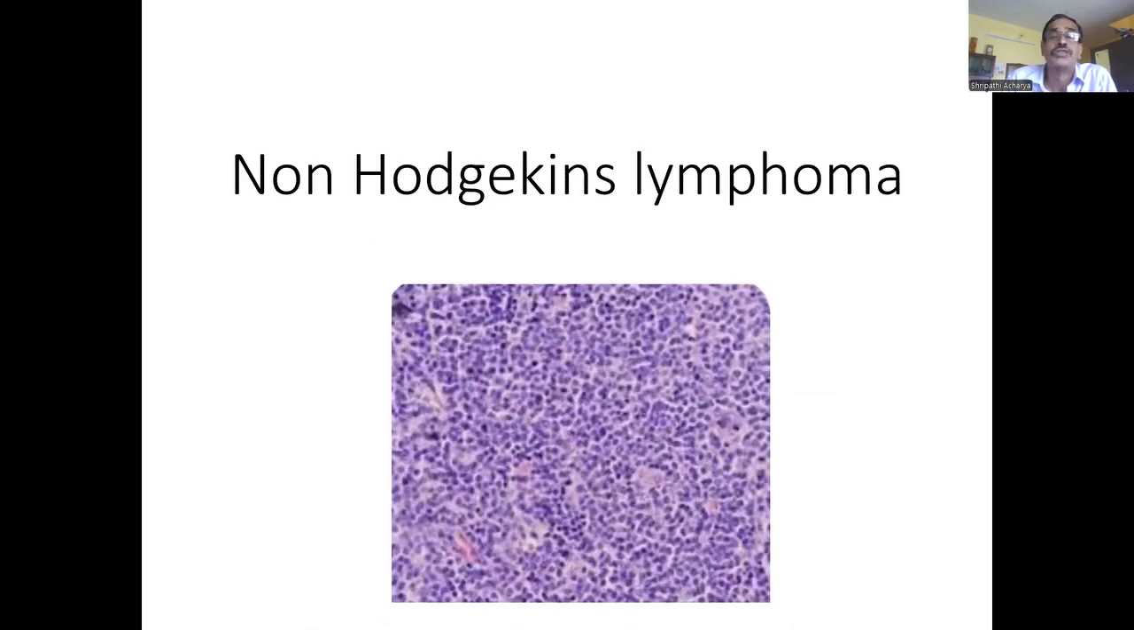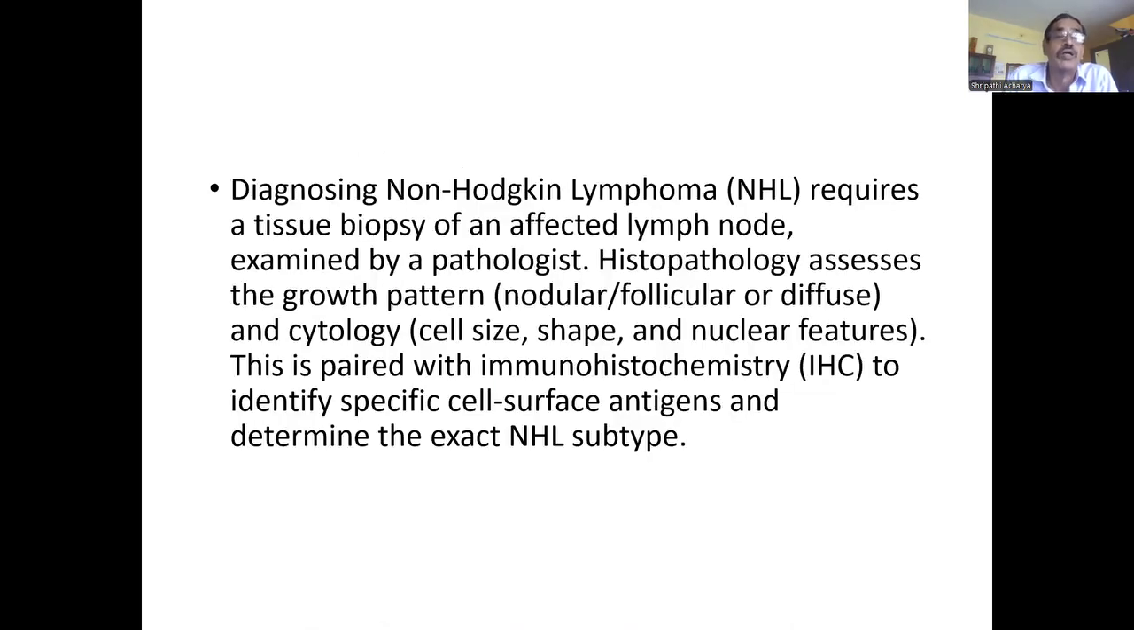Next is non-Hodgkin's lymphoma. Diagnosing non-Hodgkin's lymphoma requires a tissue biopsy of an affected lymph node examined by a pathologist. Histopathology assesses the growth pattern, nodular or follicular or diffuse, and cytology, cell size, shape, and nuclear features. This is paired with immunohistochemistry to identify specific cell surface antigens and determine the exact NHL subtype.